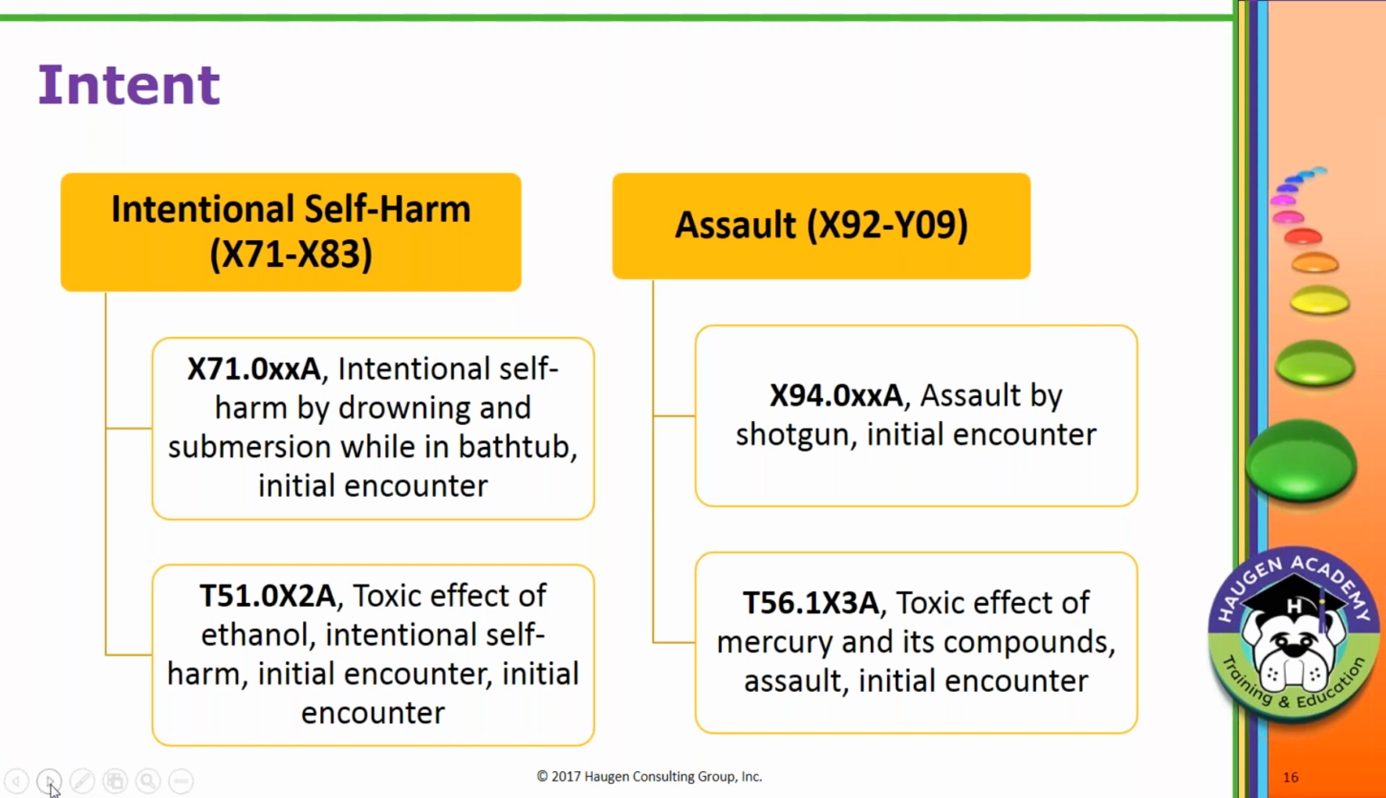And remember, just another friendly reminder that where the intent is captured in the code, like in that table of drugs and chemicals, then you won't need to add an external cause code to capture this information since it's already been built in. So for example, you can see T51.0X2A, where it talks about the toxic effect of ethanol. It was an intentional self-harm. So you have both of those pieces of information already built into that code.